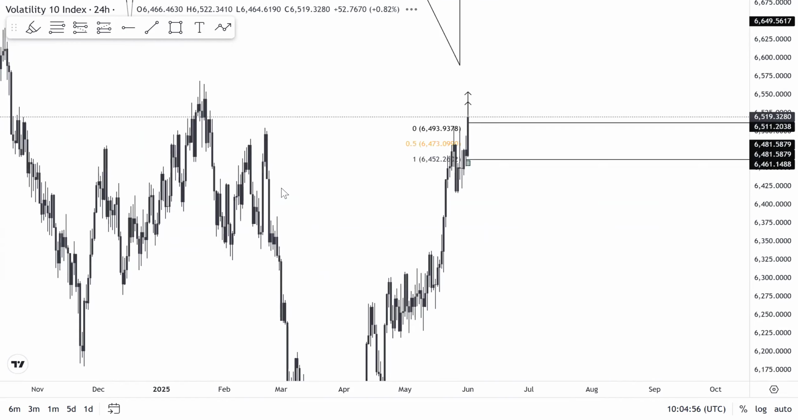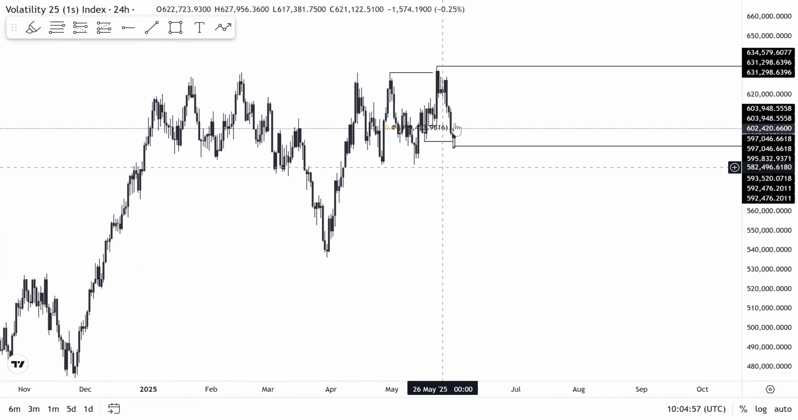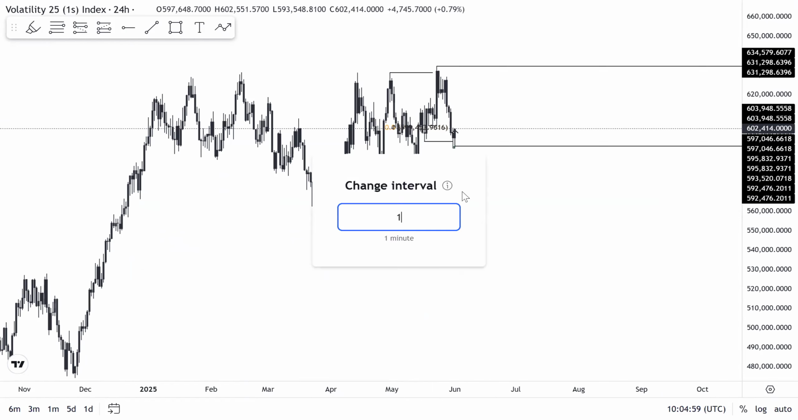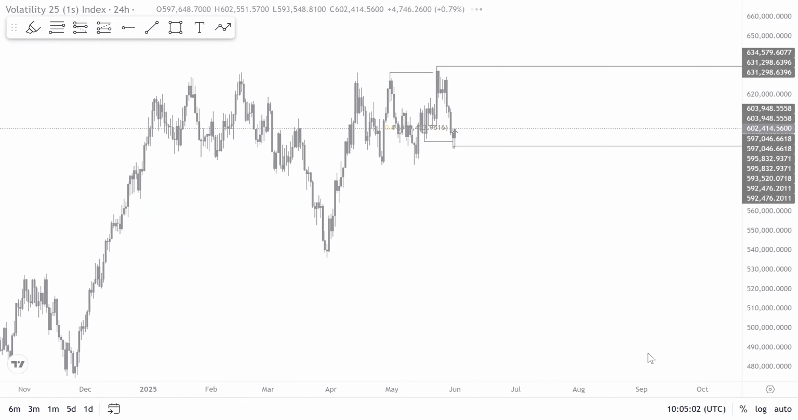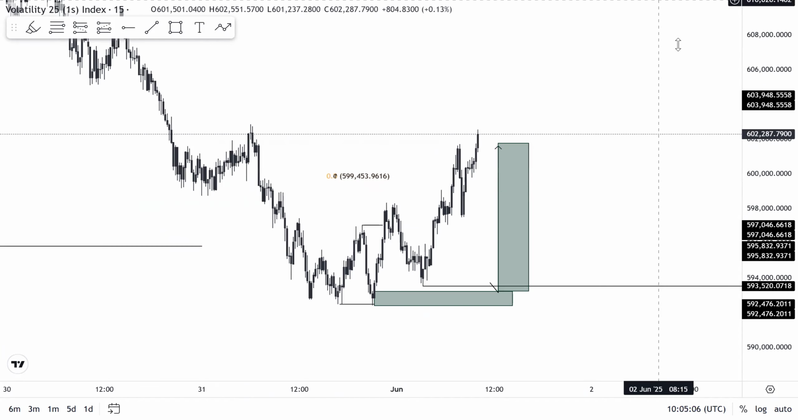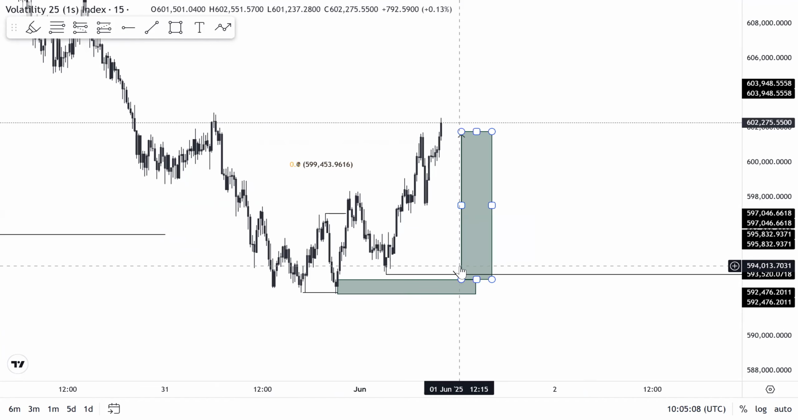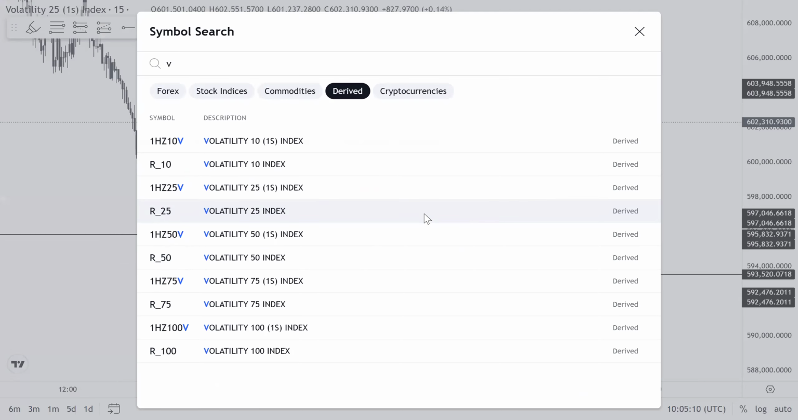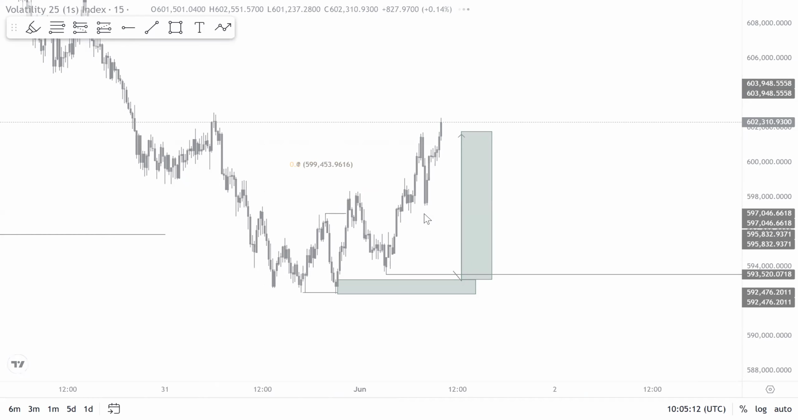Now, on V25S, I'm analyzing right now, we can see that price is going to go up, right? And now on the 15 minutes time frame, we're able to spot this. So please pay attention to this POI here. Pay attention to this POI once it comes back, right? So now V25S.